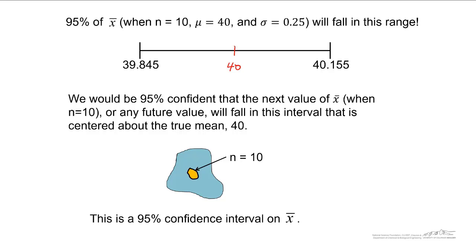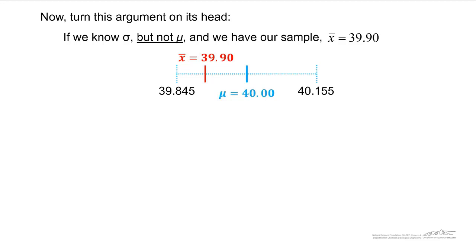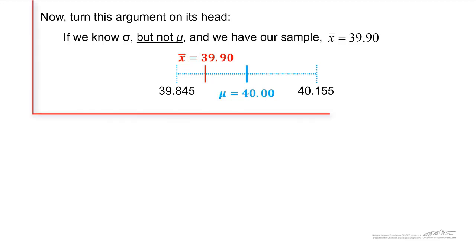Instead, what we want to do is rearrange this and look at it in a different way such that we can have confidence intervals on the mean, the true population mean. Because remember, oftentimes we don't know the true mean and we want to estimate it from our sample statistics. So let's turn this argument on its head. If we know sigma, but we don't necessarily know mu, but we have our sample average, x bar. Here, let's just say we have an x bar of 39.90.